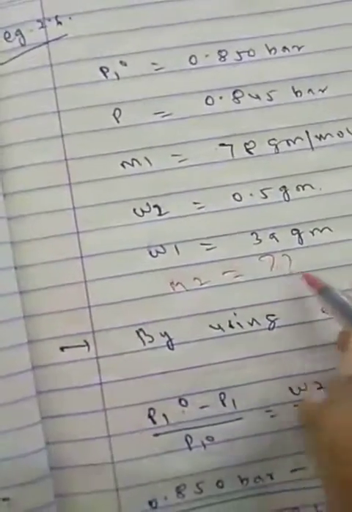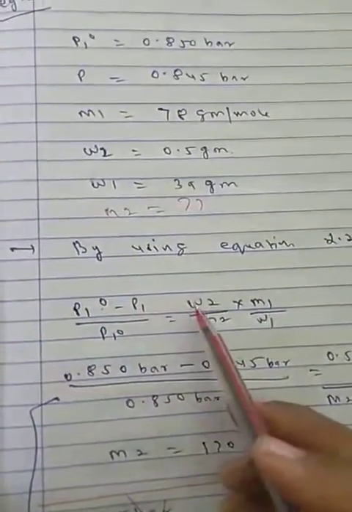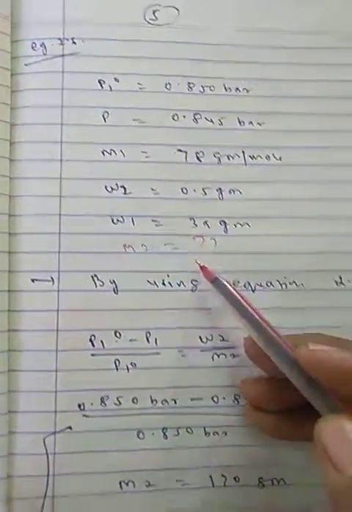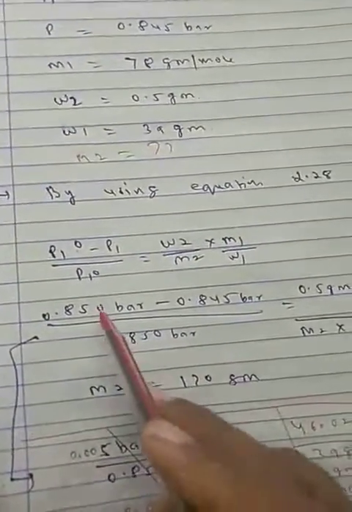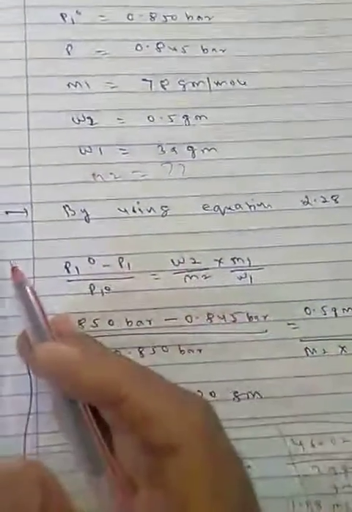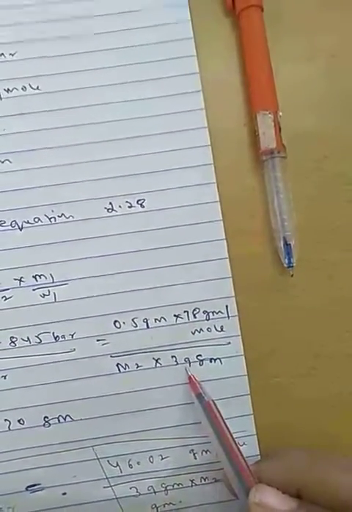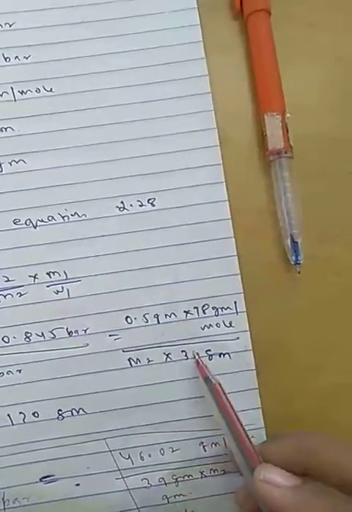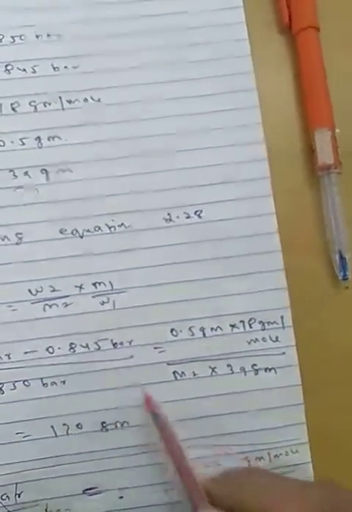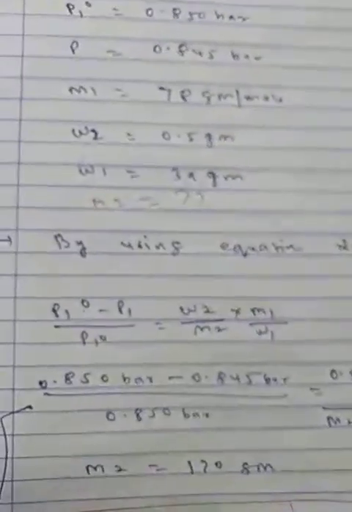You have to write M2 is equal to. So 1, 2, 3, 4, 5, 6: from these 6, 5 values are given and the 6th one you have to find out. By solving this equation, first do the subtraction and divide it, so we will get the pressure term. Here you multiply 0.5 gram with 78 gram and divide it by 39 gram. Then bring the value of M2 to the other side, and we get M2 is equal to 170 gram.